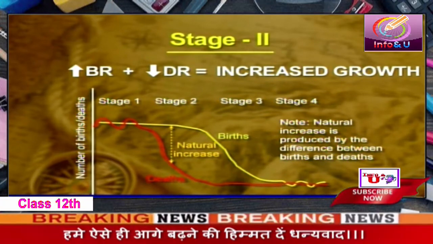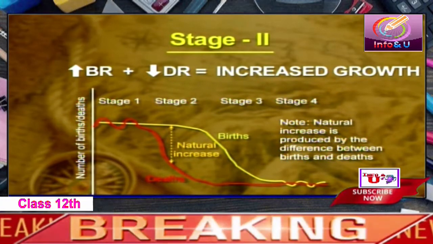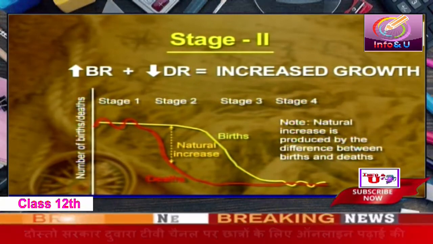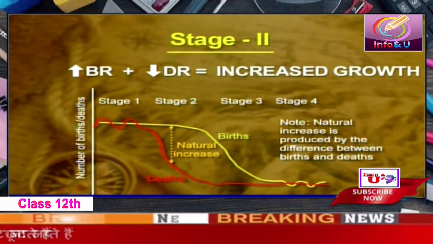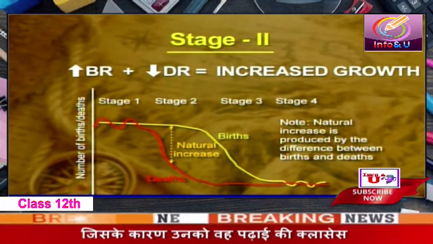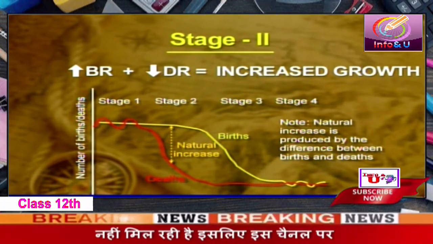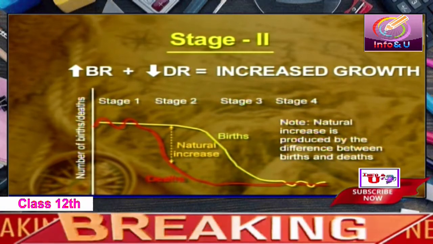Stage 2. In this stage, the birth rate remained high. Death rate decreased rapidly. It happened due to the improvement in sanitation and health facilities. Low infant mortality rate was recorded during this time, and increased quality of food grains helped the people to stay healthy and have a longer life, which resulted in increased growth rate.